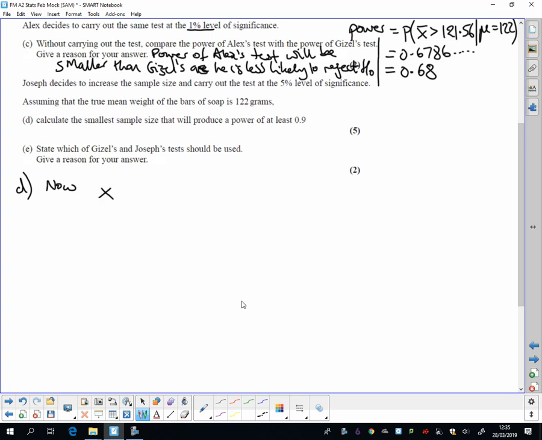So now our means are going to come from a normal distribution under H0. If H0 is true, with mean 120, the variance is 3 squared over n. We don't know what n is. n is what we're trying to find. That means we're going to have to do a bit of standardizing. So if I call my critical region x bar is greater than c, I'm trying to find c.